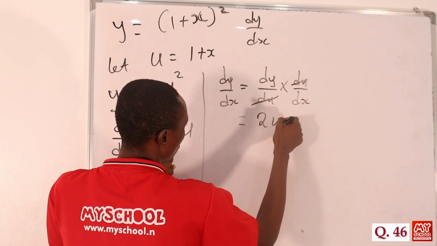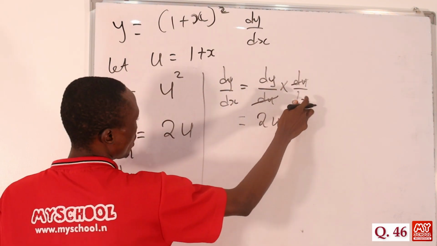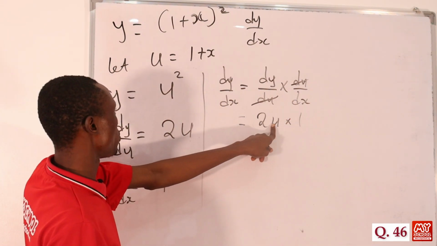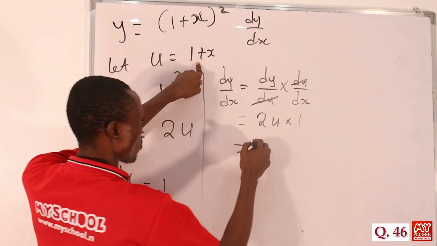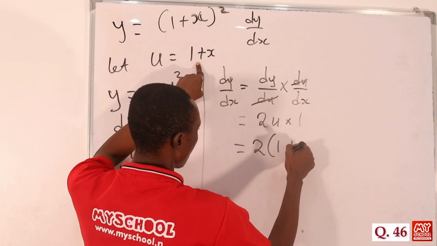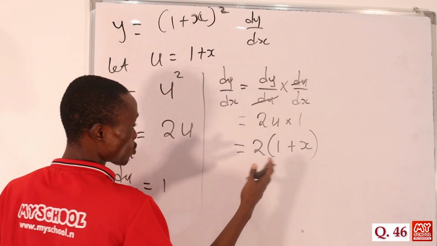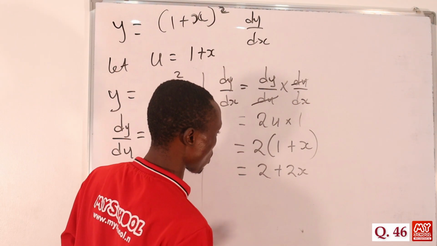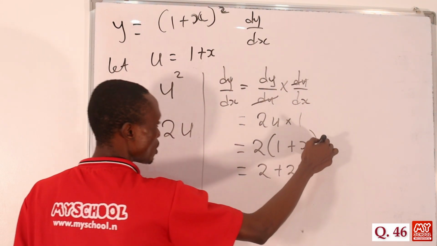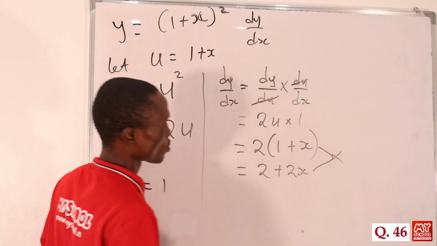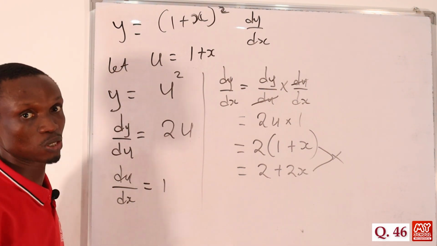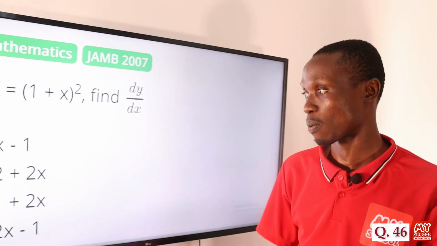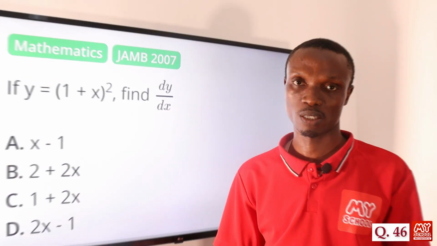So here we have 2u, then times our du/dx, which is equal to 1. But remember that our u is equal to 1 plus x. Of course, here we'll be having 2(1 + x). If we open this bracket, we're having 2 plus 2x. But if we don't open it, this and this are still the same. So let's move over to the screen to pick the correct answer to this question. It is option B, 2 plus 2x.